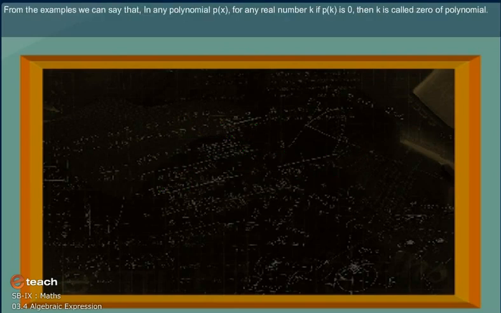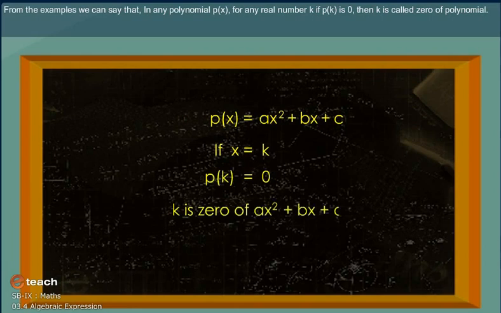From the examples above, we can see that in any polynomial p of x, for any real number k, if p of k is 0, then k is called a zero of the polynomial.